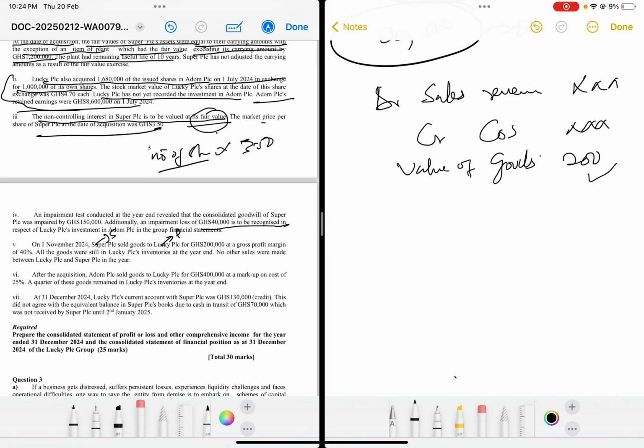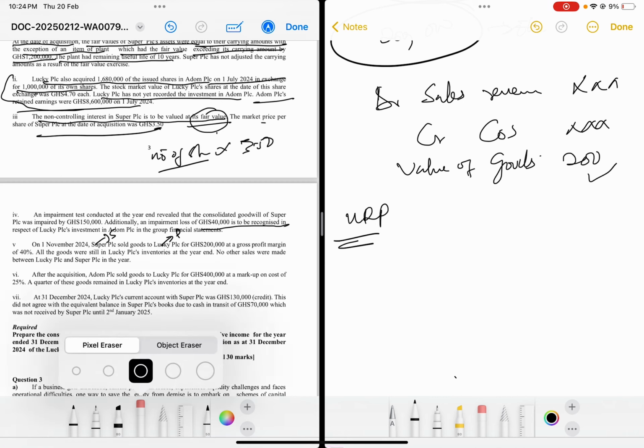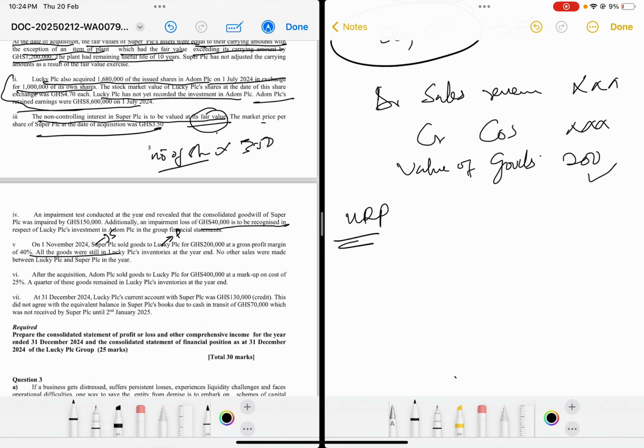After you are done, you are supposed to find out if there was unrealized profit. They tell you that all goods were still with Lucky at the year end. So it means that at the end of the year, Lucky PLC didn't sell any of this, so there is going to be an unrealized profit on this value. The unrealized profit will be 200,000 times 40%, which is what?